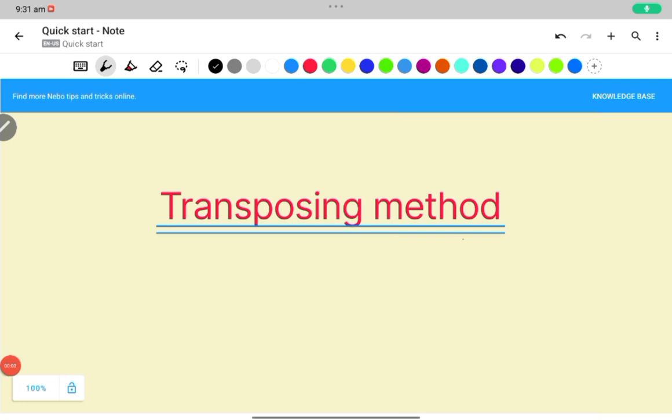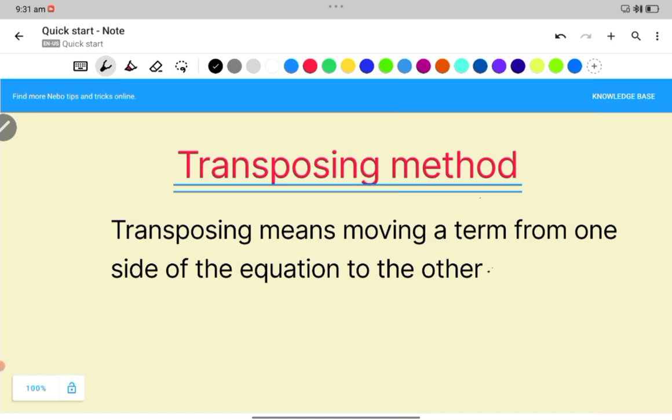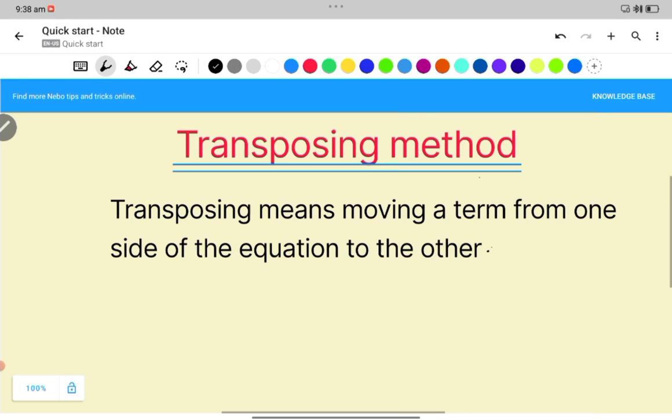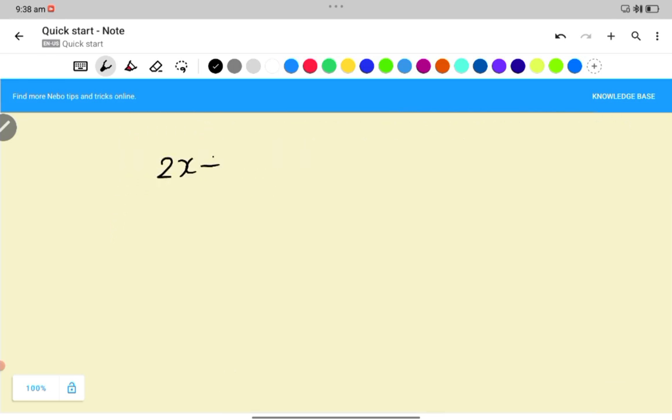Next method, transposing method. This is the shorthand for the balancing method. Transposing means moving a term from one side of the equation to the other. In the transposing method, we will isolate the variable by moving the terms from one side of the equation to the other side. For example, 2x plus 3 is equal to 5 is a linear equation in one variable. Here the variable is x. We have to isolate the variable x on one side of the equation. So take the term plus 3 to the other side of the equation.